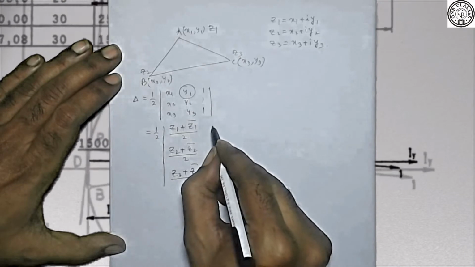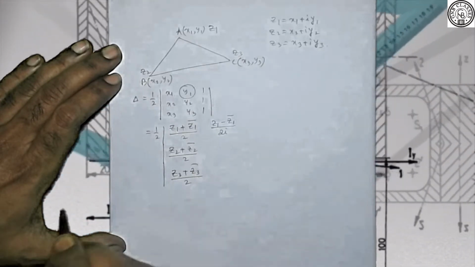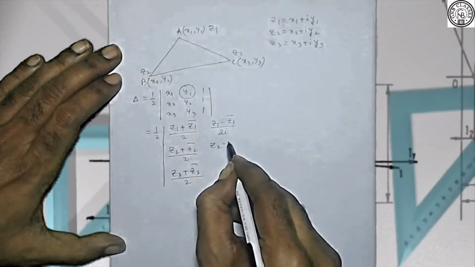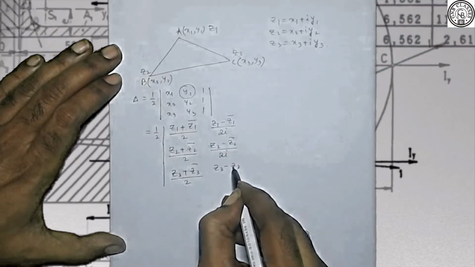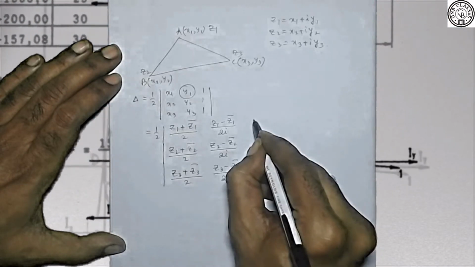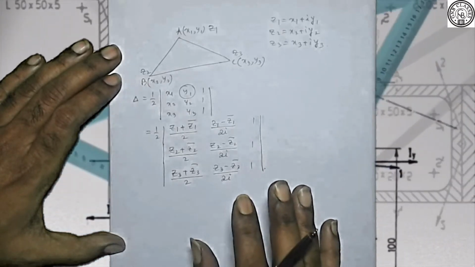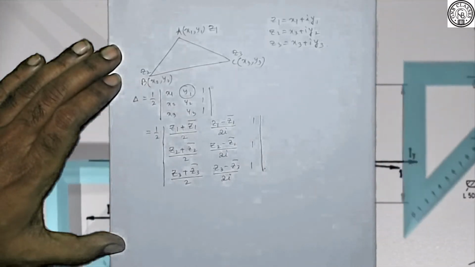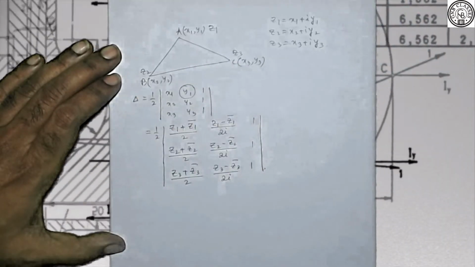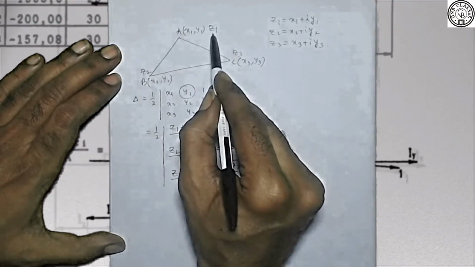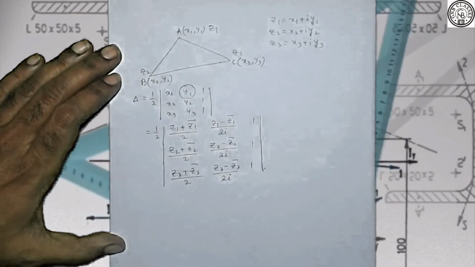y1 can be written as Z1 minus Z1 bar divided by 2 iota. Similarly, Z2 minus Z2 bar by 2 iota. And Z3 minus Z3 bar by 2 iota. Am I correct? Is it okay? Now what we are trying to do here is find the area of the triangle ABC on a complex plane associated with the complex numbers Z1, Z2 and Z3, which are the 3 vertices of the triangle ABC, right?